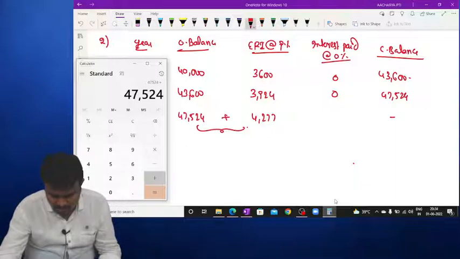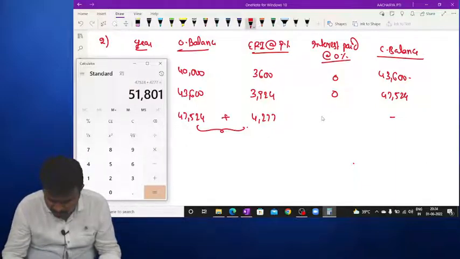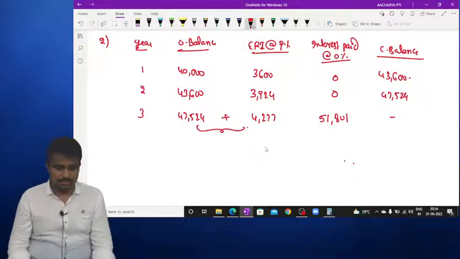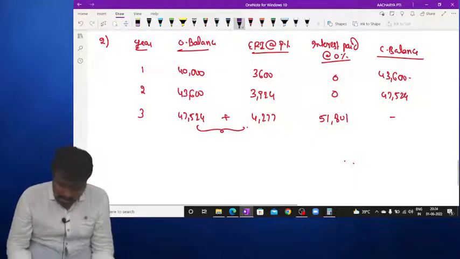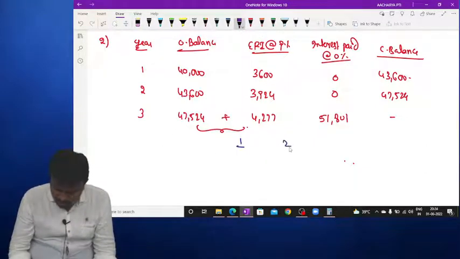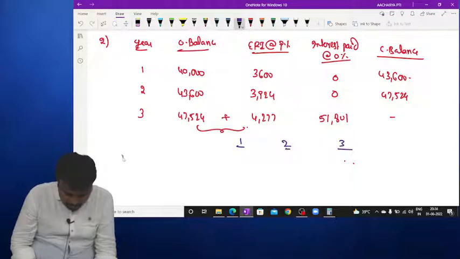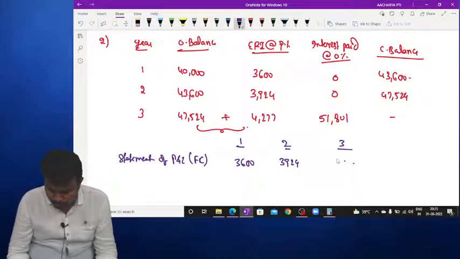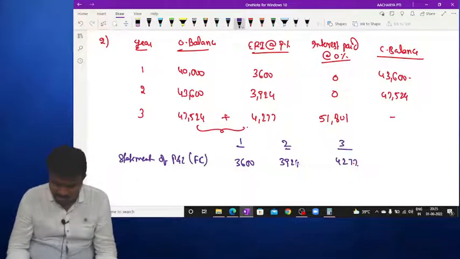47,524 plus 4,277 equal to 51,801. So here we have to show in years 1, 2, 3. So in statement of profit and loss as finance cost, first year 3,600, second year 3,924, third year 4,277.